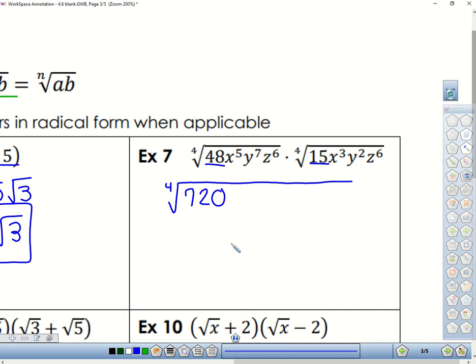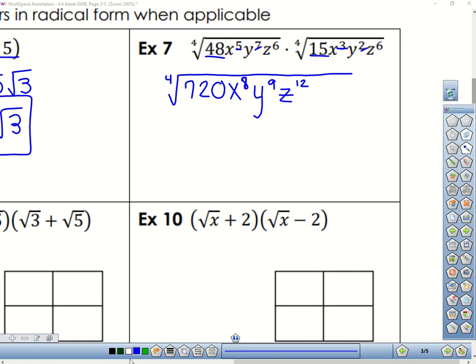And then does anybody remember how to multiply variables to different powers? What do we do with the powers? We add them. Very good. So that's going to be 5 plus 3, which is 8, not 7. I was doing the next one ahead of myself there. So we're adding the exponents on the x. And then what is 7 plus 2? 9. So y to the 9th and then z to the 12th. Good.